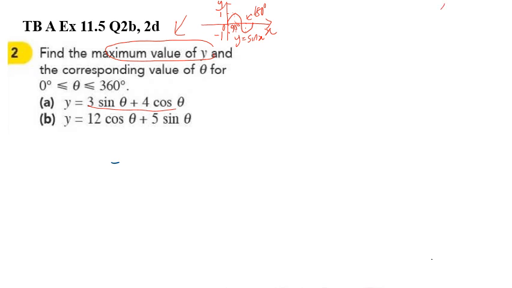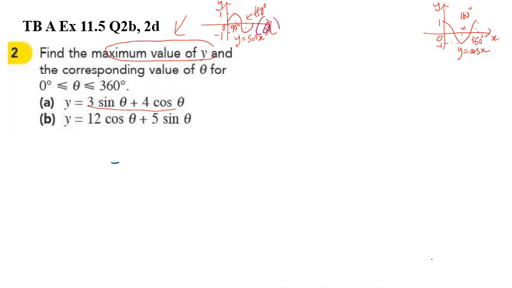Then for your cosine curve, this is how it looks. The maximum value happens at 0 degrees and 360 degrees. Then the minimum value happens at x equals 180 degrees. So this is for y equals cosine x. Okay, so this is very, very important information that you have to take note of.